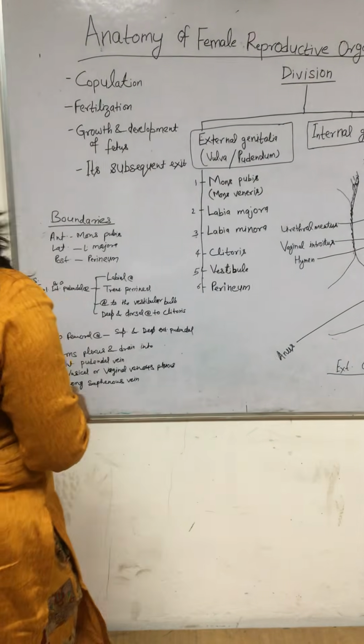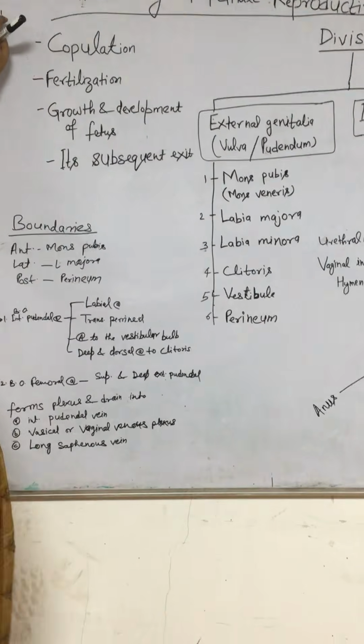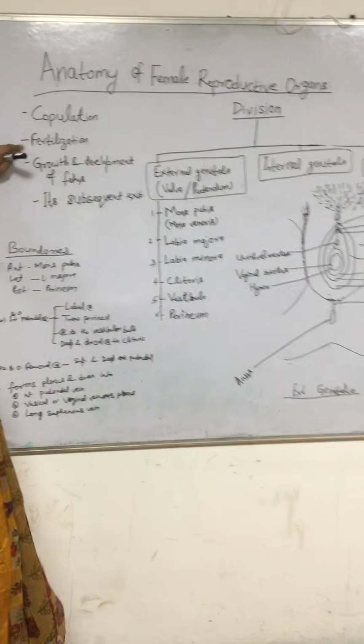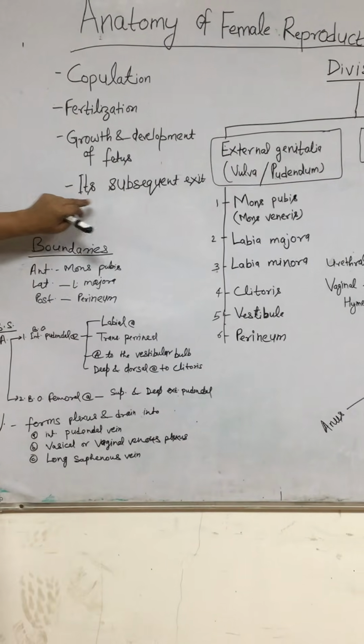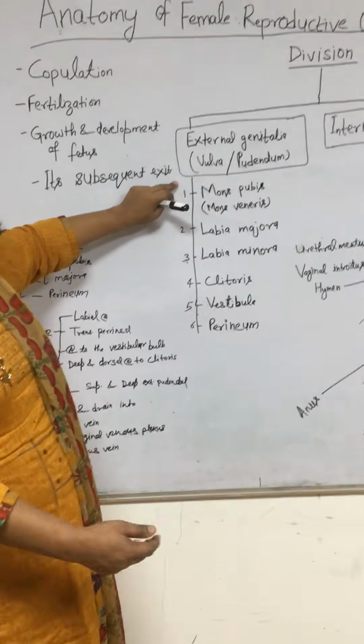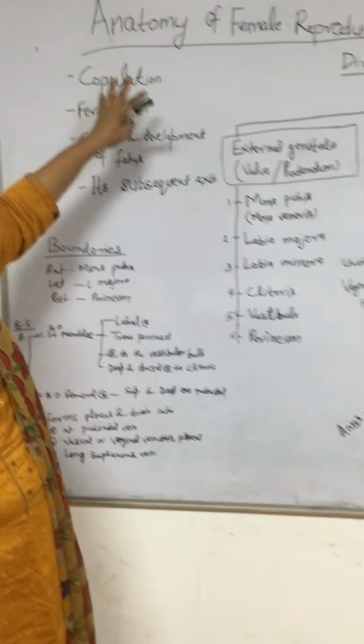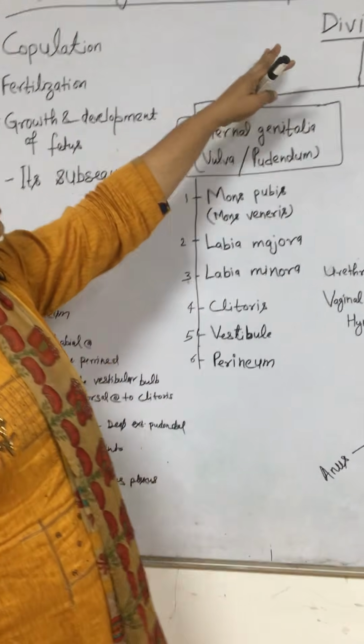The female reproductive organs are concerned with copulation, fertilization, growth and development of the fetus and its subsequent exit to the outer world. ये बाहर कैसे निकलते हैं? All are concerned with the female reproductive organ.